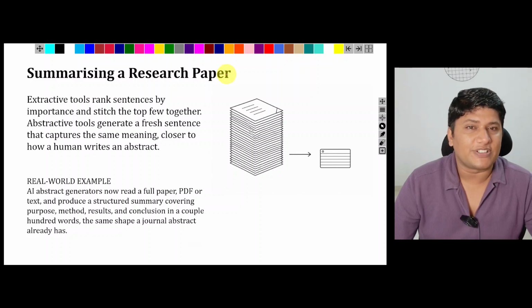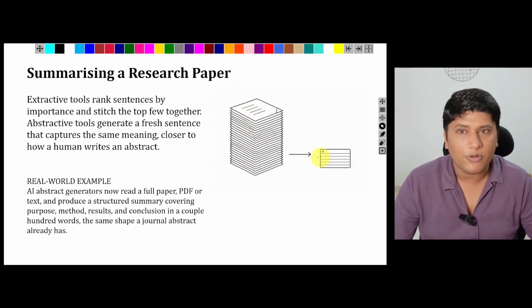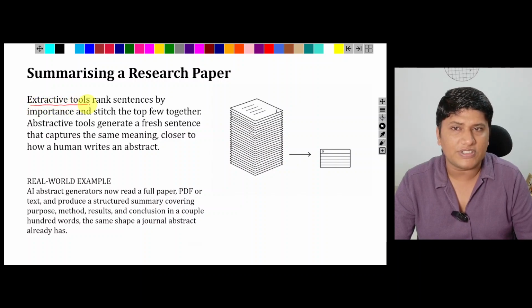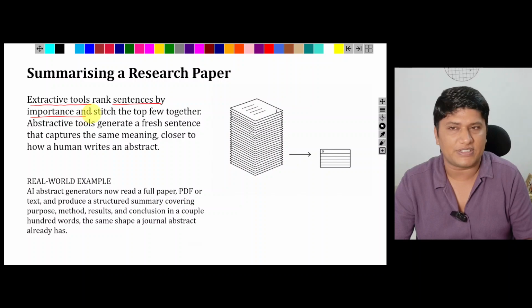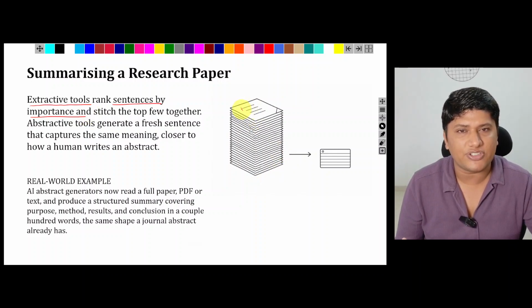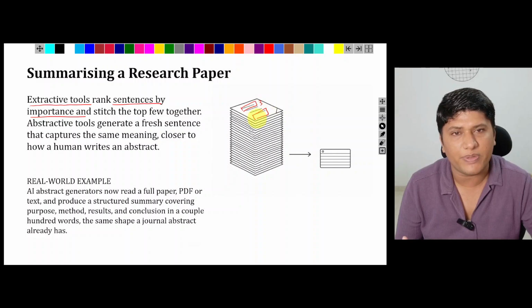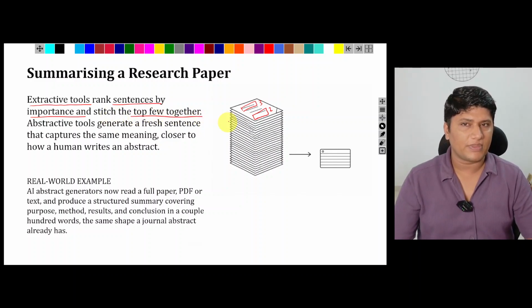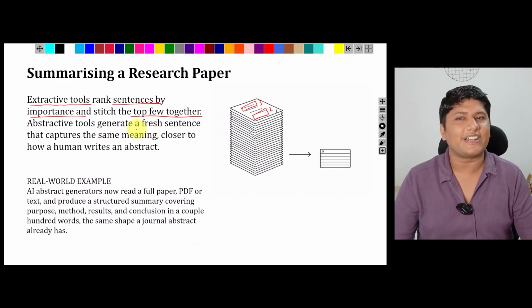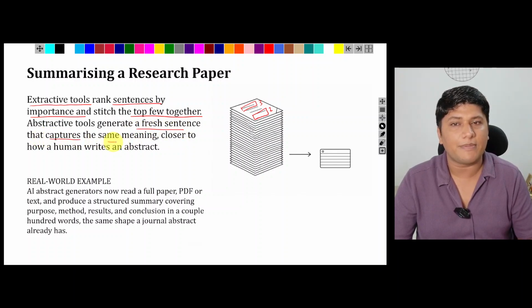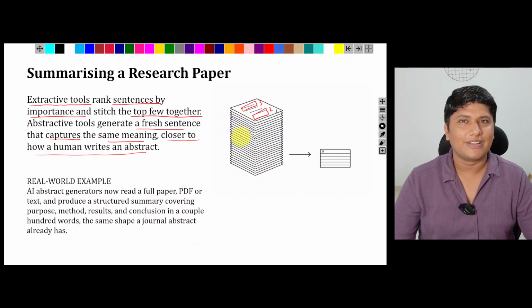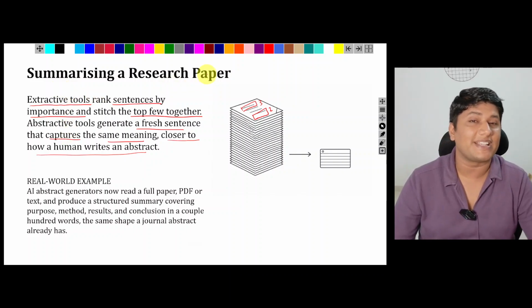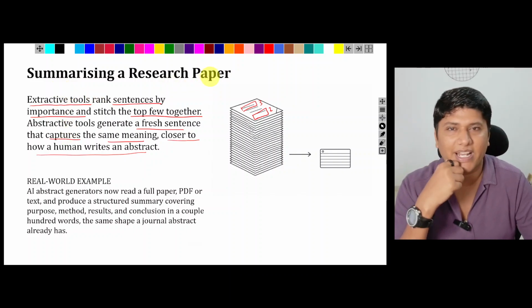How do we summarize a research paper? The entire paper into a summary. How do we do it? So, of course, extractive tools rank sentences by importance. The extractive tools say that this sentence should be given rank number 3, but this sentence should be given rank number 1. Okay, and it stitches the top few together. But abstractive tools generate a fresh sentence that captures the same meaning, closer to how a human writes an abstract. Okay, so this is abstractive and this is the extractive tool, and both are used in summarizing a research paper. You can use both of them in summarizing a research paper.